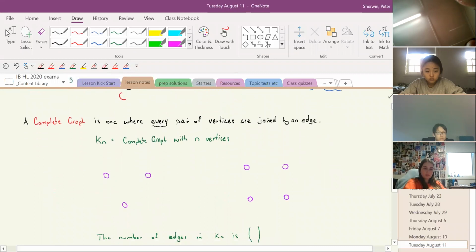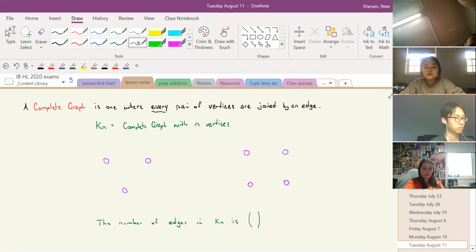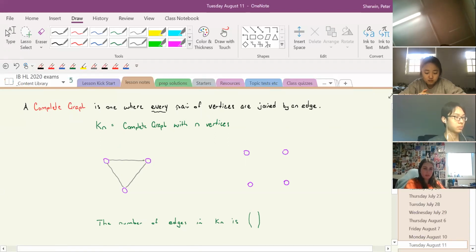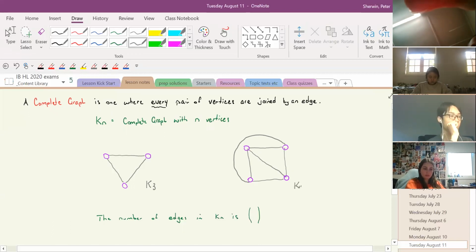Okay, complete graphs. A complete graph is where every pair of vertices is joined by an edge, so you can get from any vertex directly to any other vertex. Kn is just our notation. If I've got 3 vertices, for a complete graph I just need an edge between each pair. So this is a K3. An example of a K4: I've got 2 more pairs to connect, so I can go here, and I can either go right across the middle, or I can go around. This is okay as well. So there's a K4.